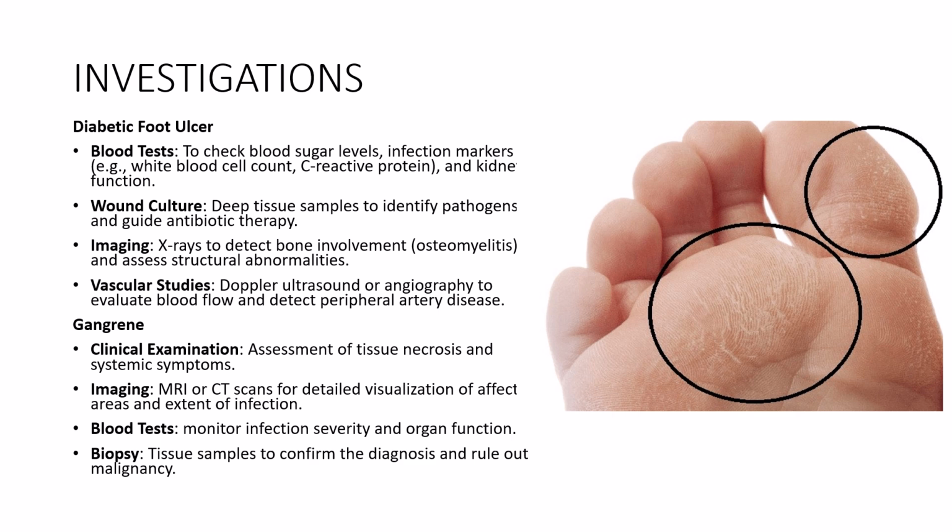In gangrene, what we do is we go for the clinical examination. We assess the tissue necrosis and the systemic symptoms. Then we go for imaging like MRI or CT scan for detailed visualization of the affected areas and to know the extent of the infection. Then we go for the blood test. In the blood test, we monitor the infection severity and the organ function. And if required, to rule out malignancy, we need to take a biopsy or tissue samples.